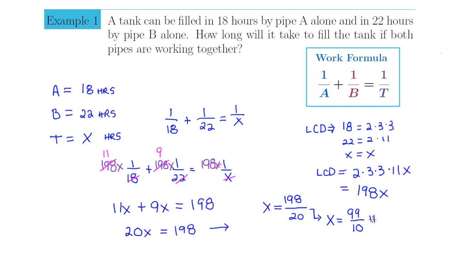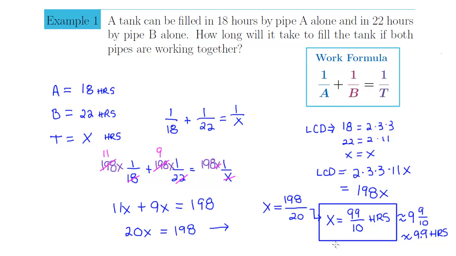So we would say that it takes 99/10 of an hour for the tank to be filled if both pipes work together. Or, if you wish, that's 9 9/10 of an hour, which we could also think of as 9.9 hours, right? So almost 10 hours for the tank to be filled if both pipe A and pipe B work together.